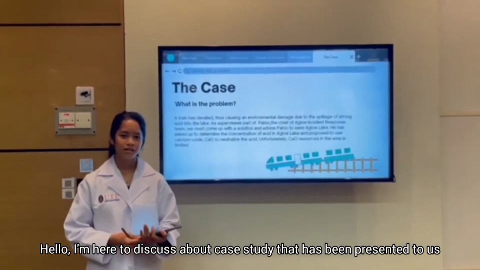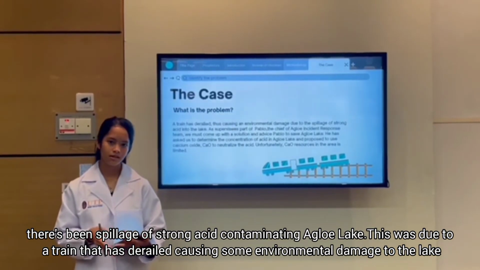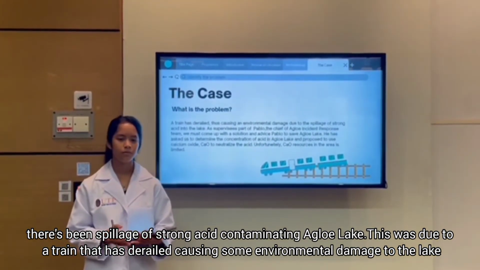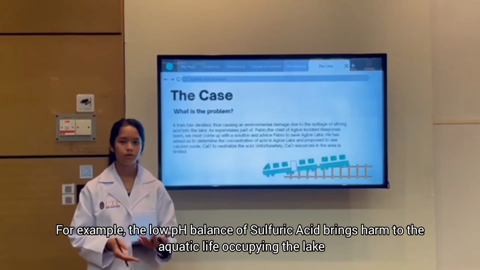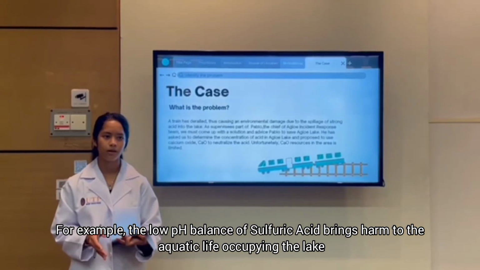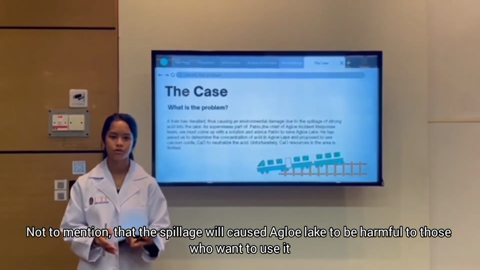Hello, I'm here to discuss a case that has been presented to us. There has been spillage of strong acid contaminating Aglo Lake. This was due to a train that derailed, causing environmental damage to the lake. For example, the low pH of sulfuric acid brings harm to the aquatic life occupying the lake, not to mention that the spillage will make Aglo Lake harmful to those who want to use it.